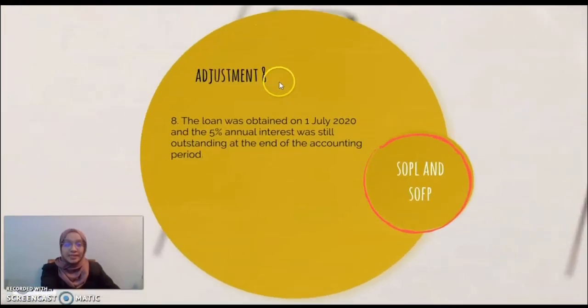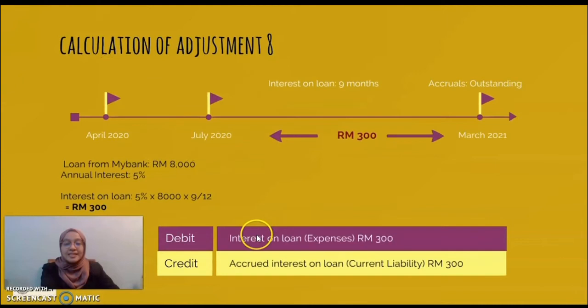First off, for adjustment 8, the loan was obtained on 1st July 2020 and the 5% annual interest was still outstanding at the end of the accounting period. Since interest is considered as expenses, it will be on the debit side, whereas accrued interest will be on the credit side as it is a current liability.